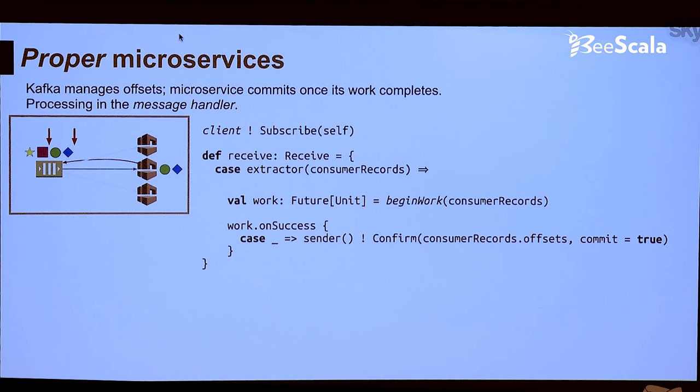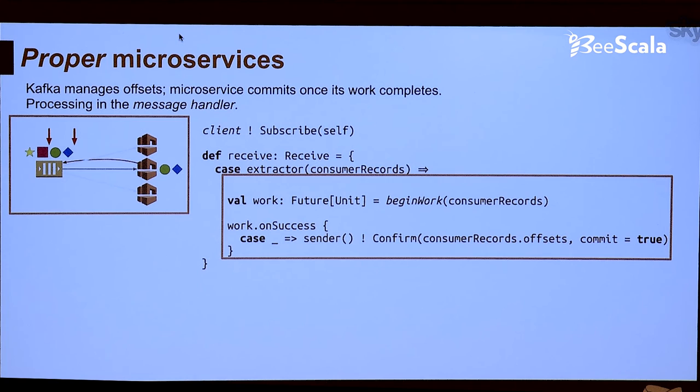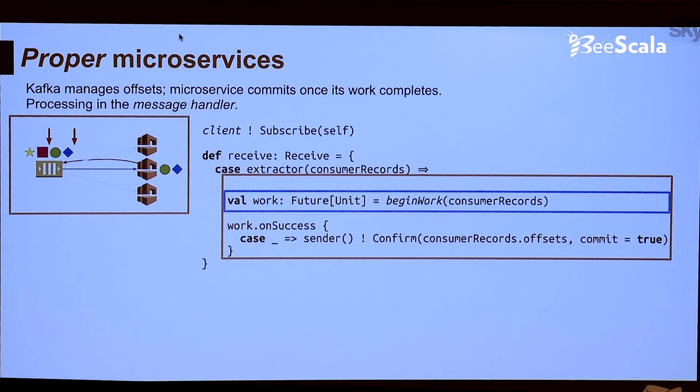And so in the simplest scenario, Kafka manages the offsets, and the microservice, the code that receives the message, commits once its work completes, right? All of the processing, everything that happens, is done in this message handler. So what we're saying is, within the timeout that's necessary for confirmation, we are able to do all this work.